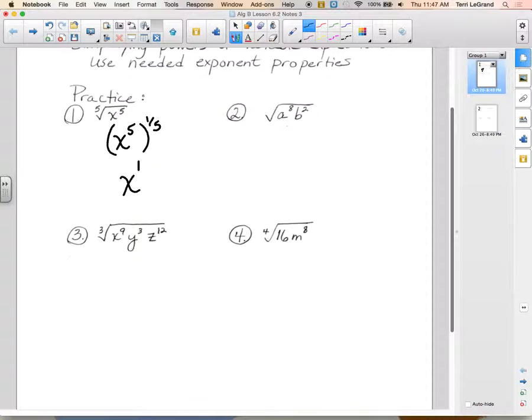1/5 times 5 is 1. 1/5 of my $5 bill would be $1. X to the 1st power. But then would they show it that way in the answer bank? They would just show it as x, wouldn't they? So there's our answer.